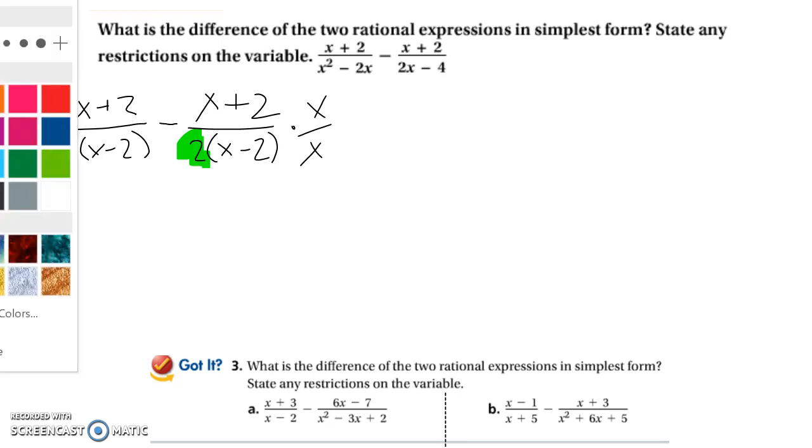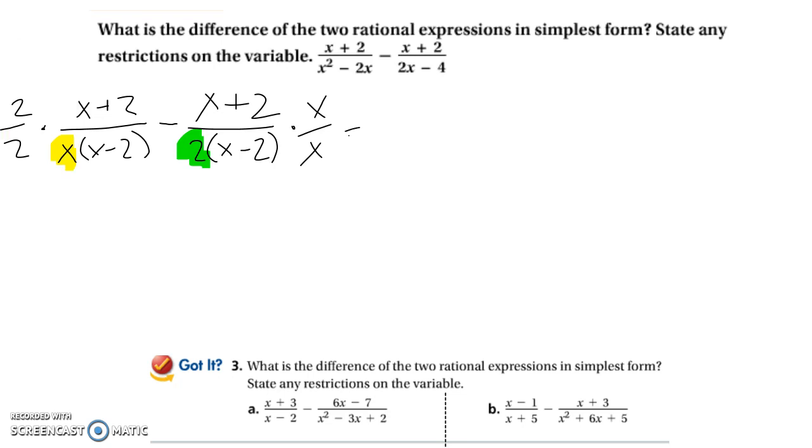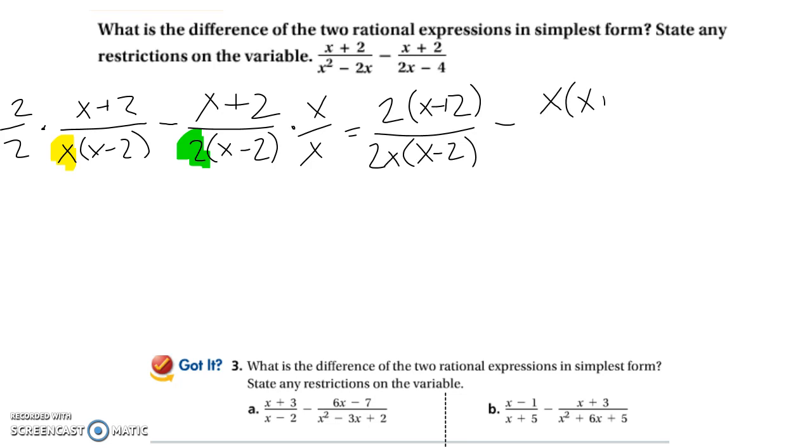Our next step is to multiply the fractions. So we have, for the first fraction, 2 times x plus 2 divided by 2x times x minus 2. In the second fraction, we have x times x plus 2 over 2x times x minus 2. Now that we have a common denominator, we can combine them into one fraction by subtracting.